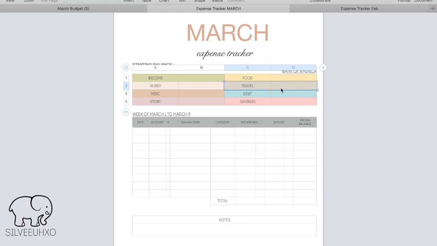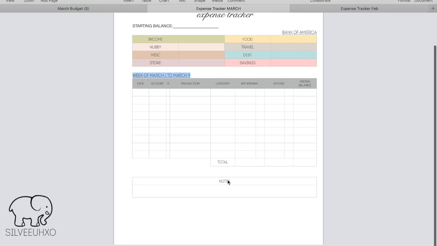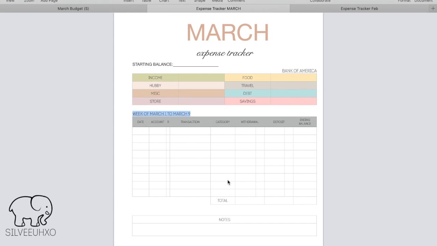So this one may be removed, and instead I may put something like gifts, since there are a lot of birthdays in the month of March, but we'll see. So next I have week of March 1st to March 9th. Even though all of my expenses are tracked in this file, I want to do categories or tables by week. So this is the first table for the week of March 1st to March 9th.